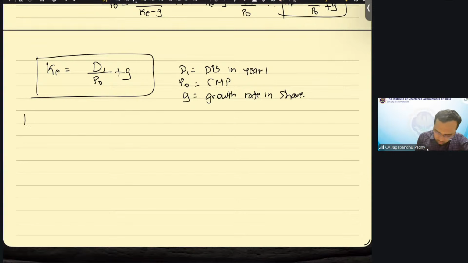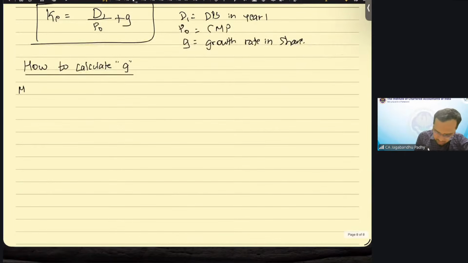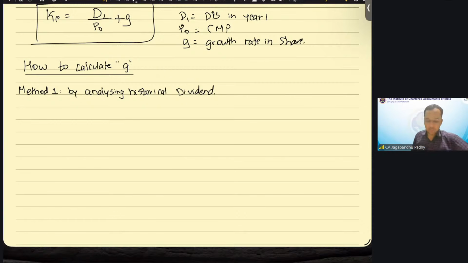So how to calculate growth? There are two ways. The first method is by analyzing historical dividends. So the first way of calculating the growth rate is by analyzing historical dividends. Let's have a look at how we analyze that.